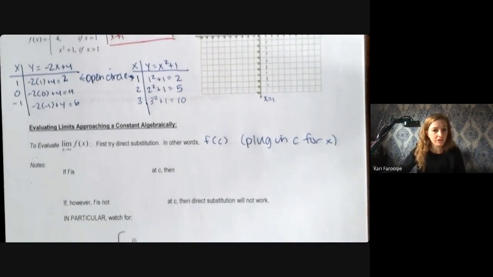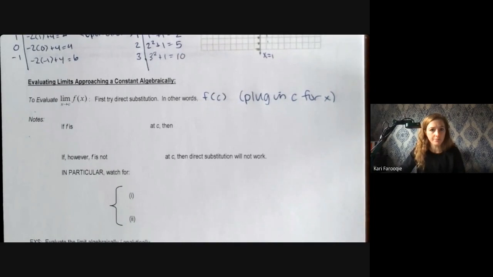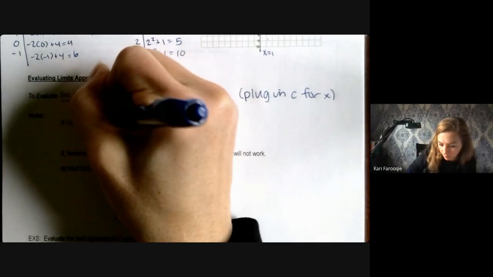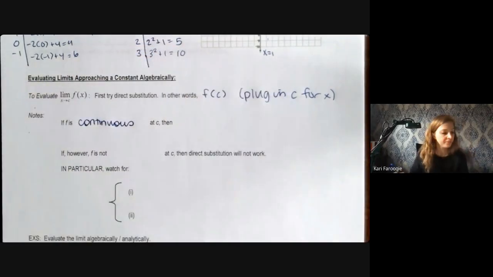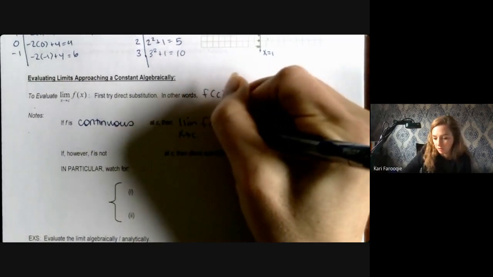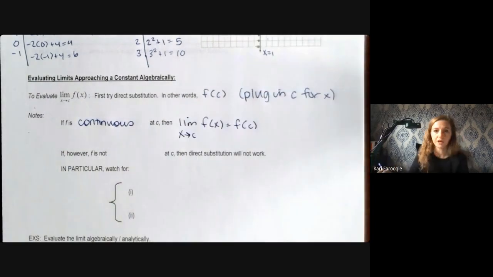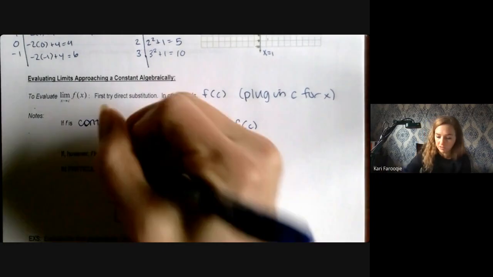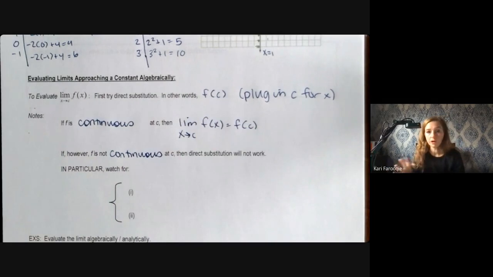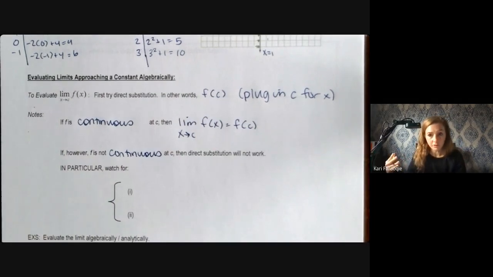This is not going to work all the time, but we can do this if f is continuous at c. If that's the case, then the limit as x approaches c of f of x will be f of c. Now, we haven't talked a lot about what it means to be continuous, but I'm going to give you a couple of things to watch out for in a second. If f is not continuous at c, then direct substitution will not work. And you're going to have to use a different method then.